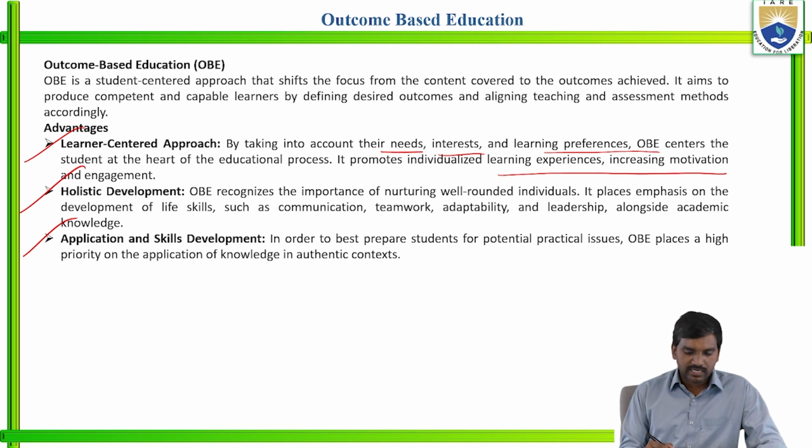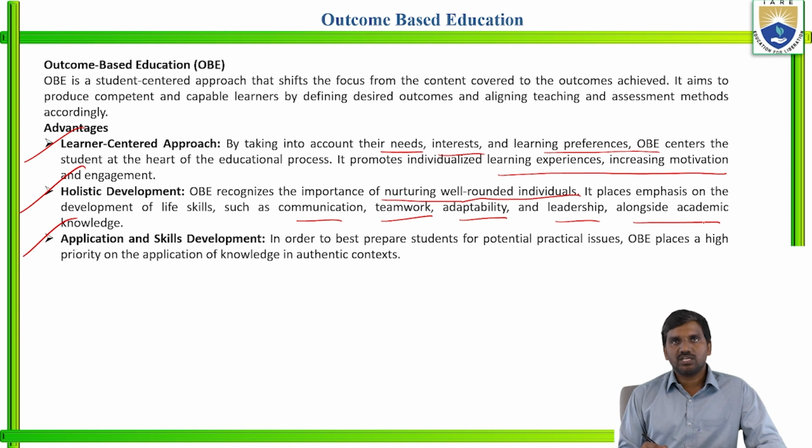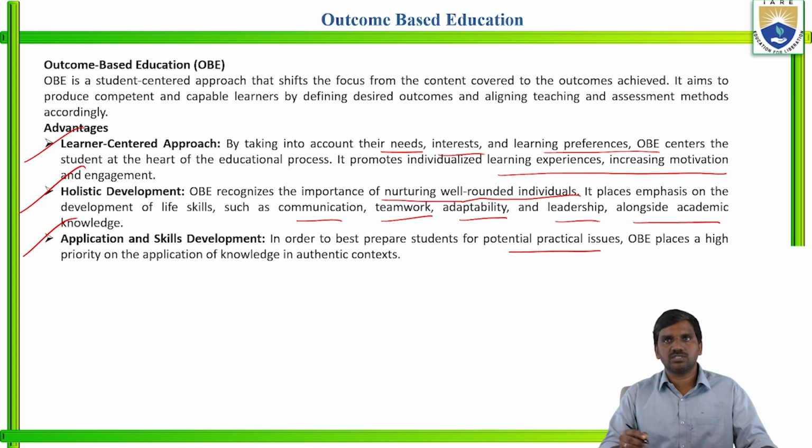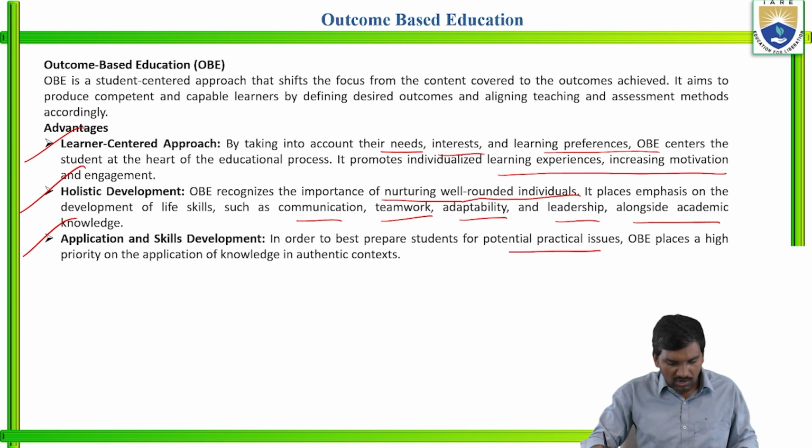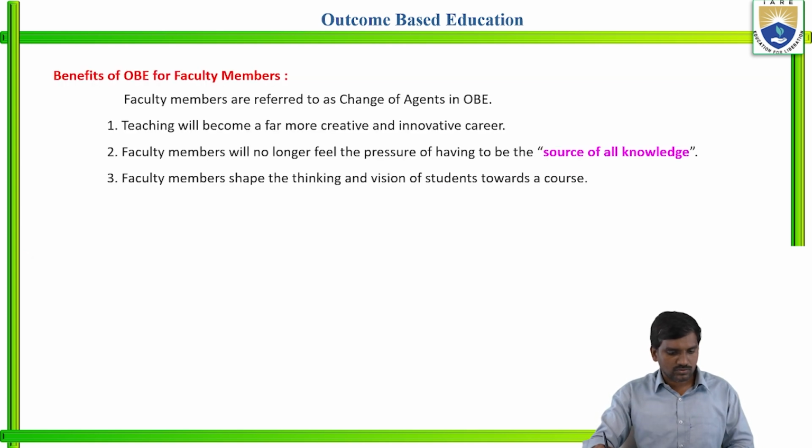Holistic development, OBE recognizes the importance of nurturing well-rounded individuals. It places emphasis on the development of life skills such as communication, teamwork, adaptability, leadership, alongside academic knowledge. And application and skill development is also an advantage of OBE. So in order to best prepare students for potential practical issues, the OBE places a high priority on the application of knowledge in authentic contexts. So these are the advantages of OBE.